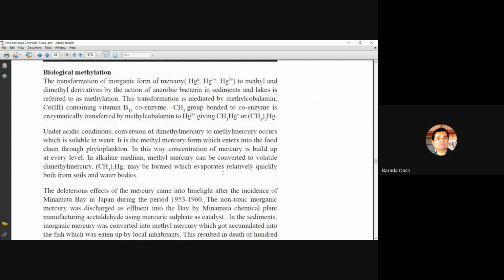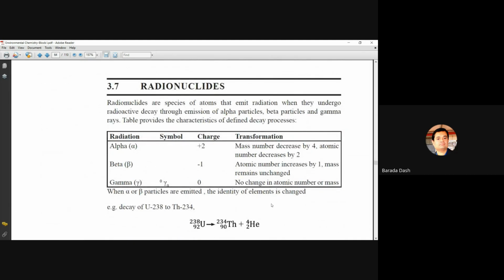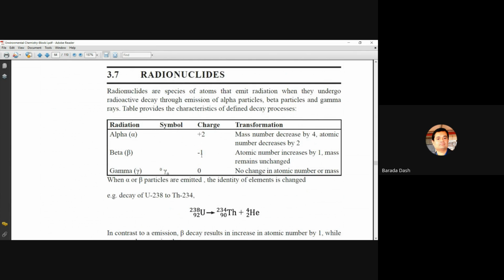So these are heavy metals. Next is radionuclides. Radionuclides are species of atoms that emit radiation when they undergo radioactive decay through emission of alpha particles, beta particles, and gamma rays. The table provides the characteristics of defined decay processes. Alpha has plus 2 charge, beta has minus 1 charge, gamma has no charge. The alpha particle is the heaviest particle, beta is the least energetic, and gamma is the most energetic.